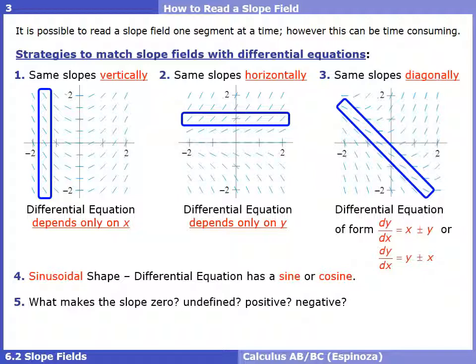When all else fails, go back to what I said at the beginning. Just find specific points, plug in those points, and see what the slope is and see if it matches. Again, it can be time consuming, and if you're not careful, it can certainly backfire, but it'll always work. So hopefully all of these strategies will help you in the next slide to match up a differential equation with its slope field.